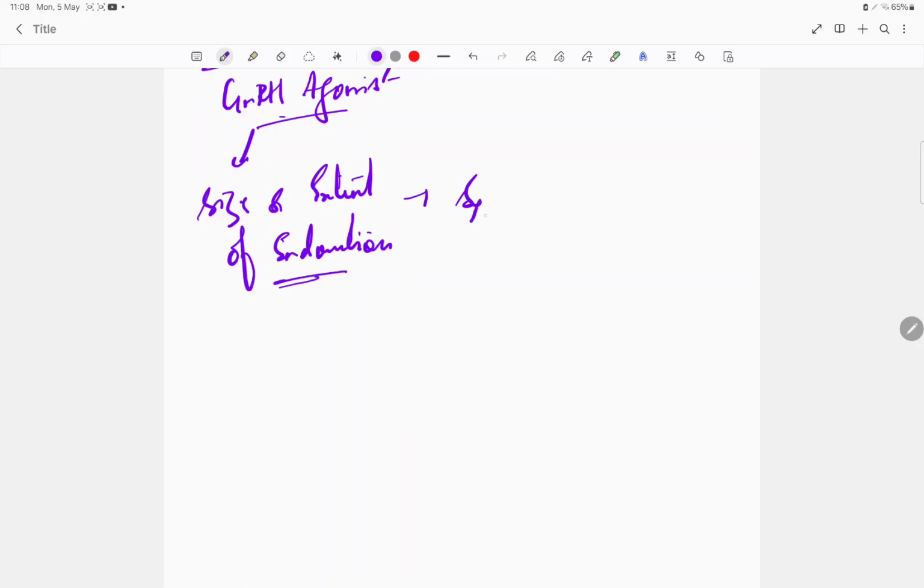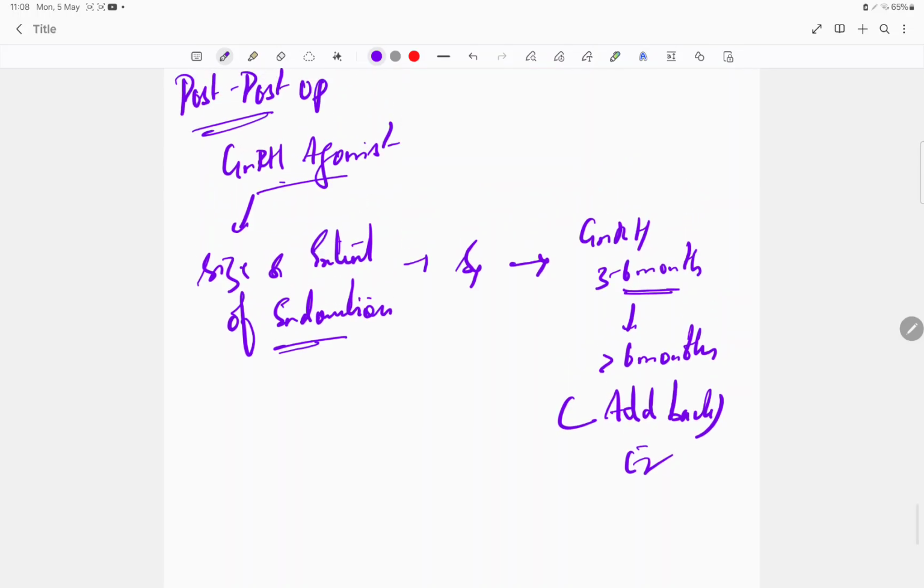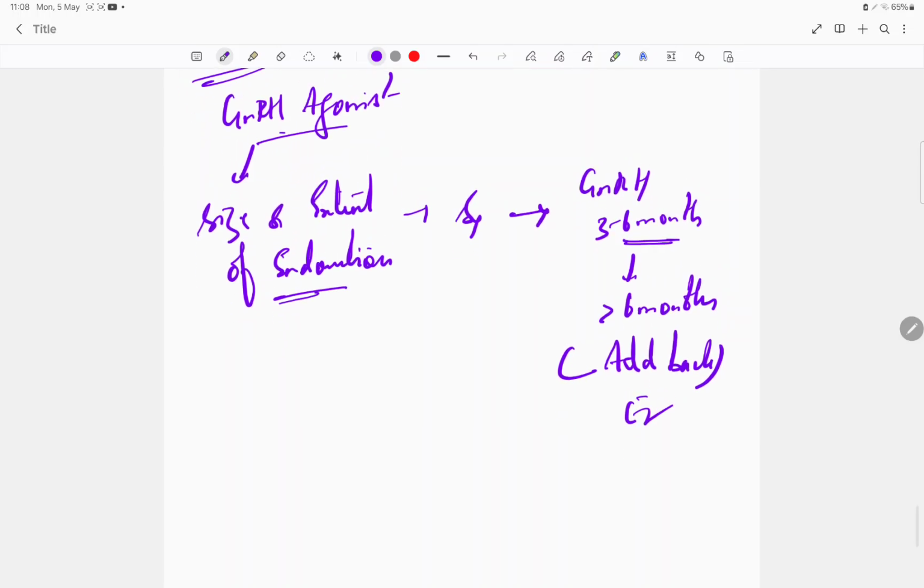So now the surgery will happen, and after that, what happens? Post-operatively also you have to give GnRH for 3 to 6 months. If you are giving it for more than 6 months, you have to give add-back with estrogen. That you have to remember. Okay, so that's about the surgery.